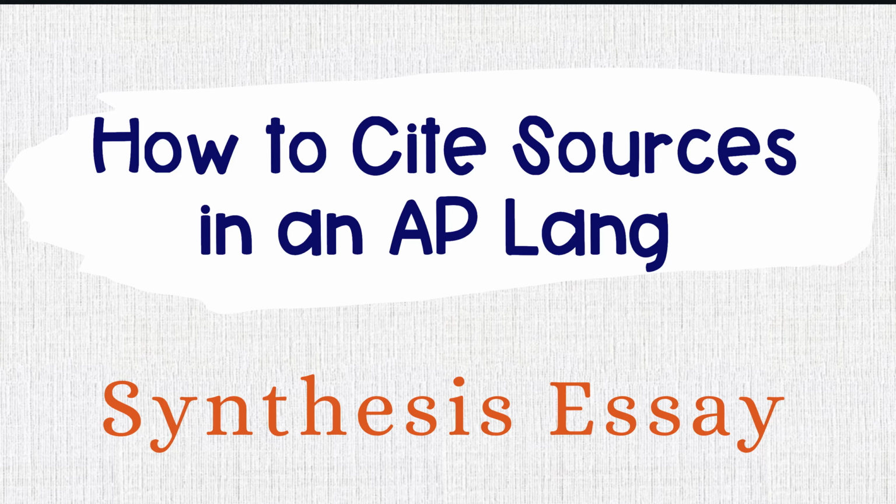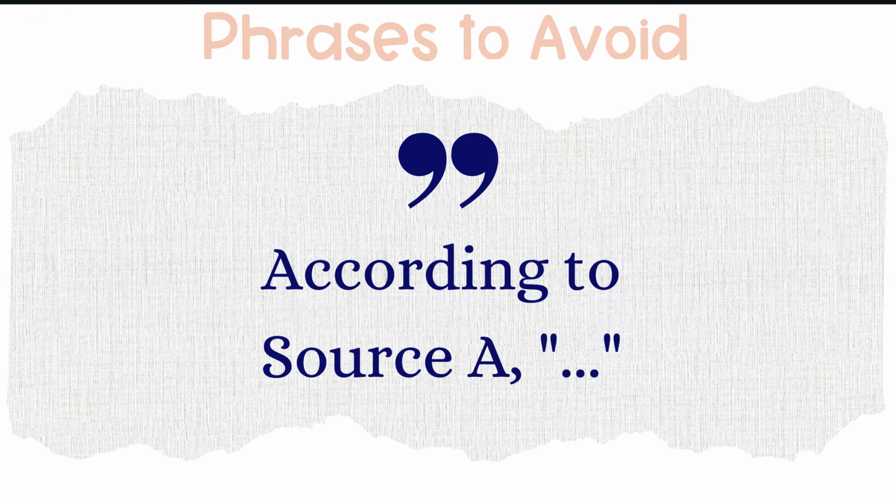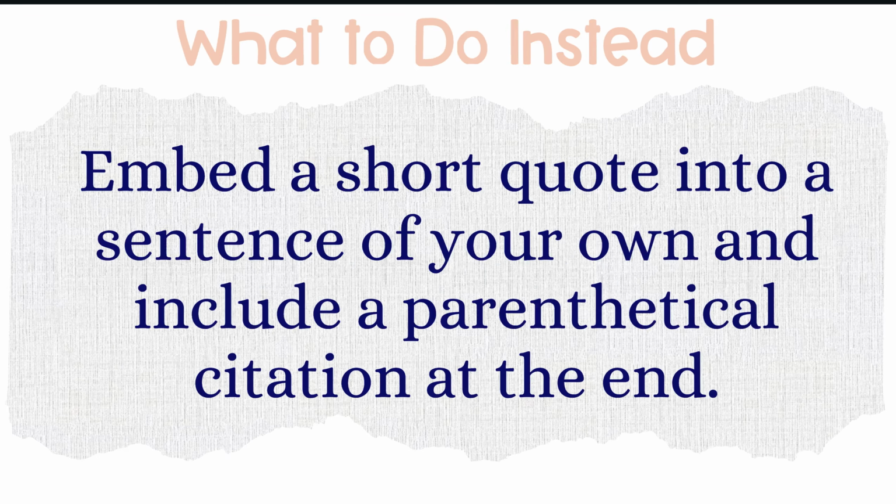In today's video, we're going to be talking about how to cite sources for an AP Lang synthesis essay. When introducing sources for your synthesis essay, it can be very tempting to say, according to source A. Now, technically speaking, this isn't wrong and it does count as a citation, but there is a much better way to introduce your source and to cite it that makes your essay read even better. So what should you do instead?